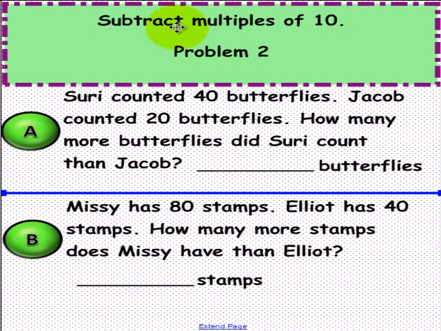Problem 2. Subtract multiples of 10. Two parts, A and B. Let me read the first part to you. Surrey counted 40 butterflies. Jacob counted 20 butterflies. How many more butterflies did Surrey count than Jacob? Write that answer here. B. Missy has 80 stamps. Elliot has 40 stamps. How many more stamps does Missy have than Elliot? And write that answer there. If you would please, pick up a pen to solve these two parts.